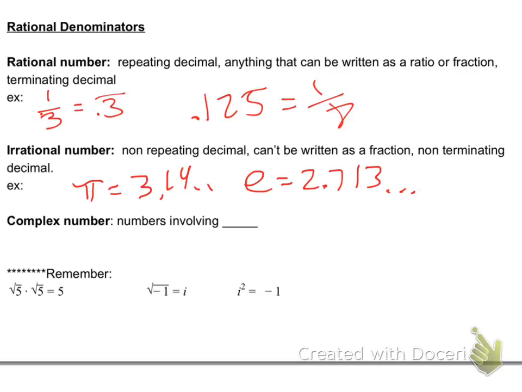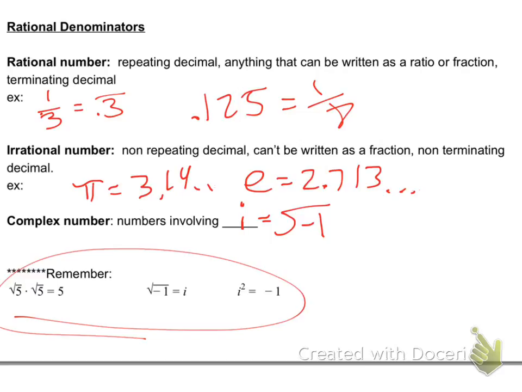So a complex number, those involving i, are not considered rational. Why? Because what is a complex number? What is i? i equals the square root of -1. It's a square root, so therefore it's not going to be a rational number. And so we also need to remember that the square root of 5 times the square root of 5 is equal to 5. The square root of -1 is i, and i squared is -1. Those are all things that we've talked about in this year alone, so that's something that we should remember.